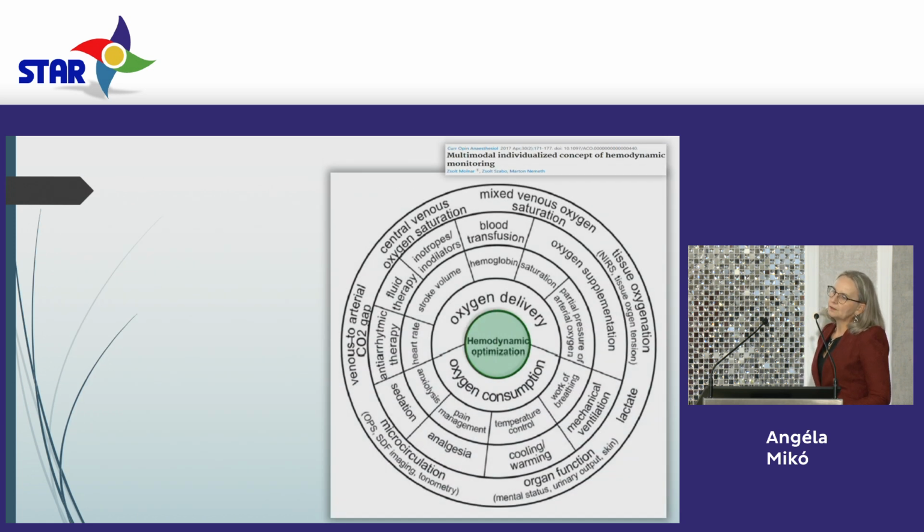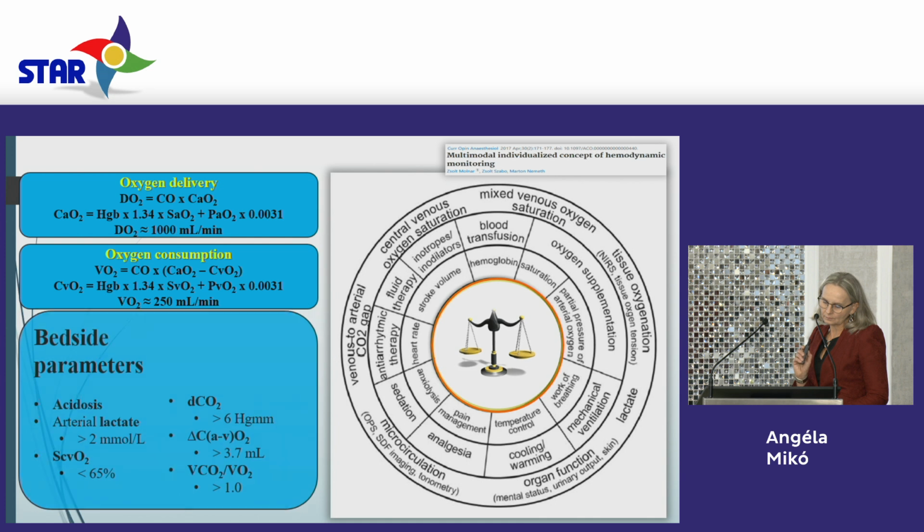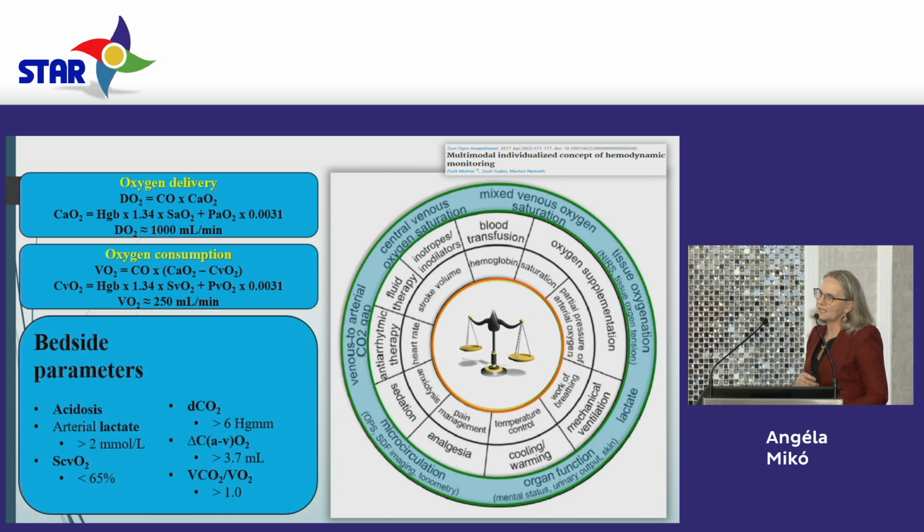As I mentioned before, hemodynamic stability requires balance between oxygen delivery and consumption. To maintain it, we can monitor laboratory and clinical parameters, but we should also measure some bedside parameters to improve our patient outcomes. Those could be signs of acidosis, elevated arterial lactate, increased carbon dioxide gap, increased arteriovenous oxygen difference, or decreased central venous oxygen saturation.